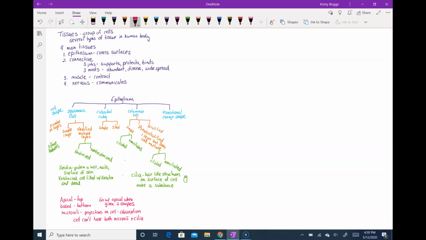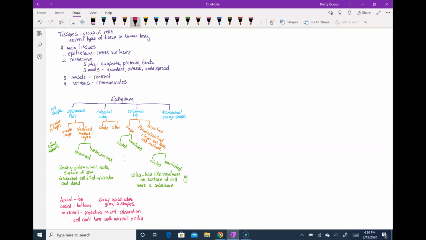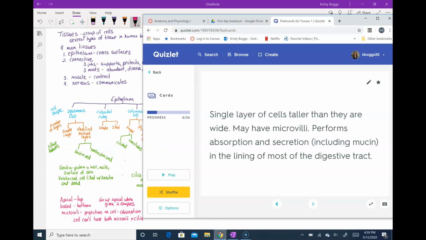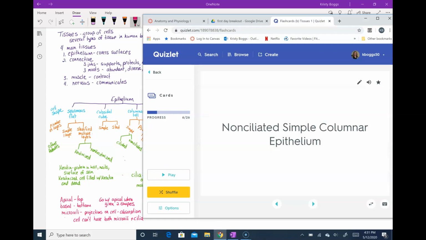Now notice here we have to decide if it's ciliated or non-ciliated. If you have columnar simple, you have that next branch, ciliated or non-ciliated. Well, it tells us they may have microvilli. And if you come back down here to our note, notice we have that a cell can't have both microvilli and cilia. So since it does have microvilli, we're going to call it non-ciliated. So if we start at the bottom and build our answer, we have non-ciliated, simple, columnar epithelium.